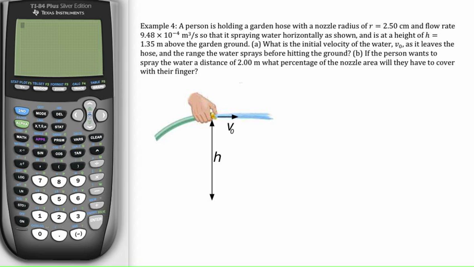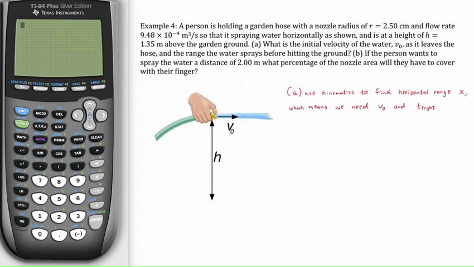What is the initial velocity of the water as it leaves the hose and the range the water sprays before hitting the ground? Okay? So how do we solve for this problem? Well, we just need to relate the flow velocity to the initial velocity. Okay? So let's think about what is going on with that.